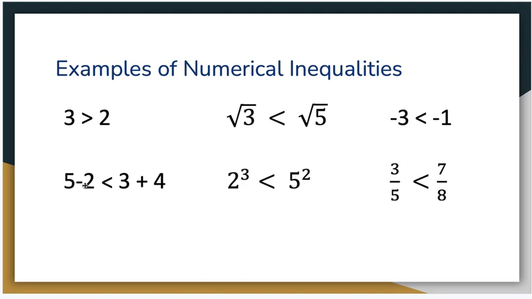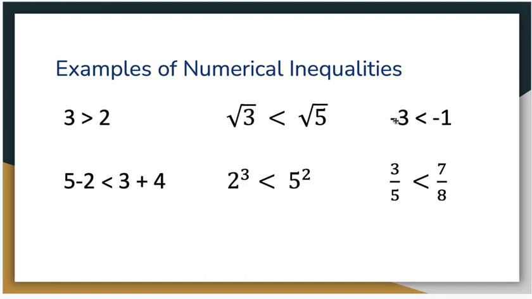5 minus 2, which is 3, is smaller than 3 plus 4, which is 7, because 3 is less than 7. And the root of 3 is smaller than the root of 5. 2 cubed, which is 8, is less than 25, which is 5 squared.